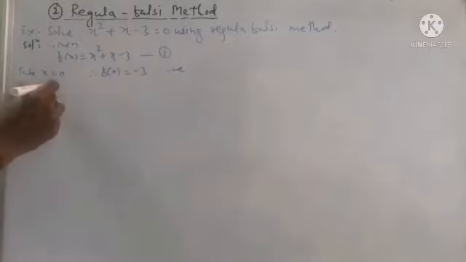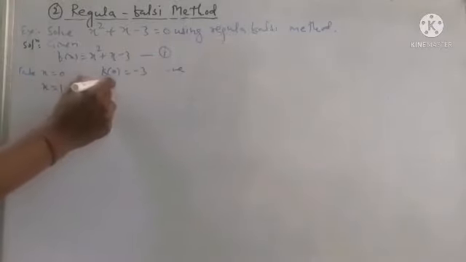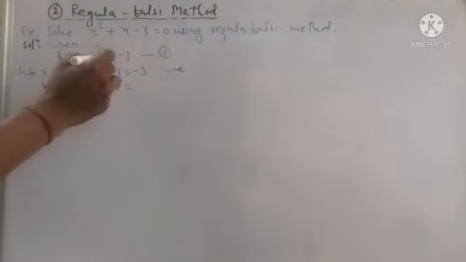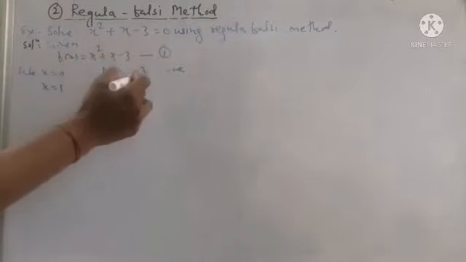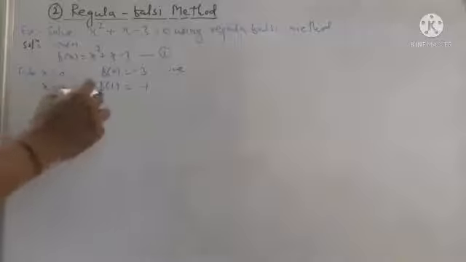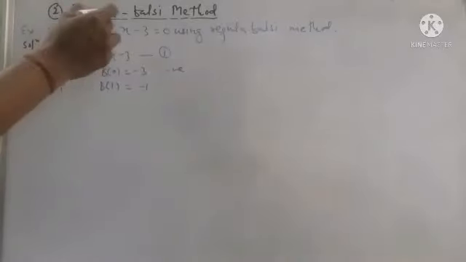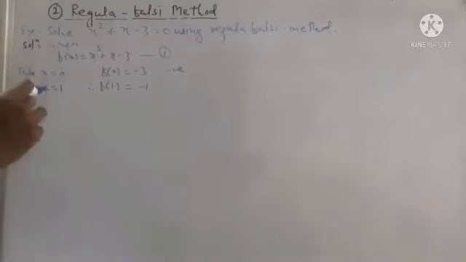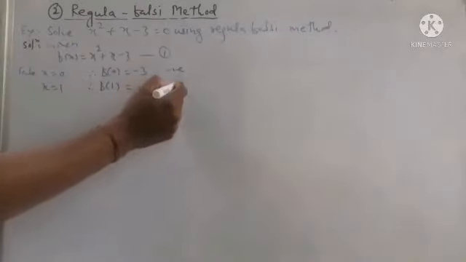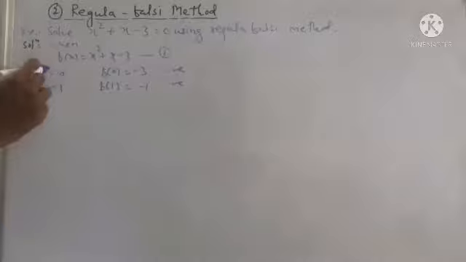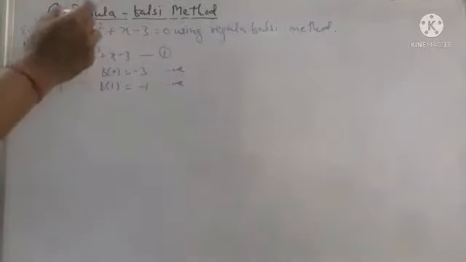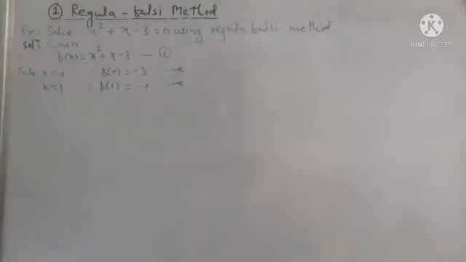Now take the second integer value as 1, so we get f of 1 as 1 square plus 1, that is 2, minus 3, which is minus 1. Now f of 1 is equal to minus 1, so x equal to 1 is not a root of this algebraic equation, but the function at 1 has a negative value. As 0 and 1 both have negative values of the function, the root of this algebraic equation does not lie between these two integer values 0 and 1.